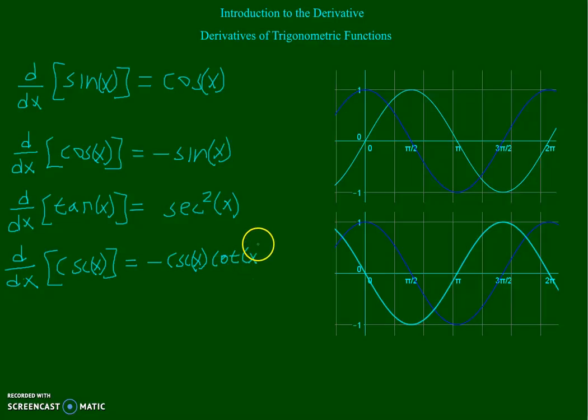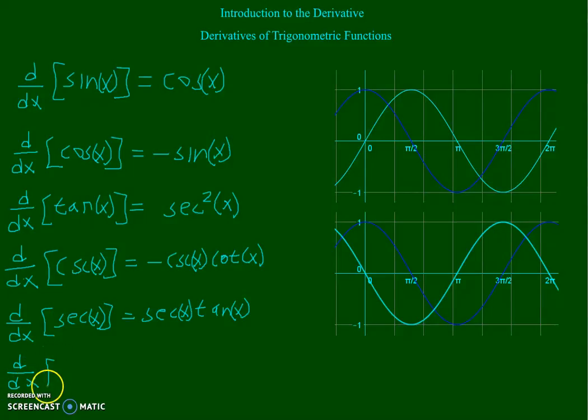The derivative with respect to x of secant x is secant x tan x. And lastly, the derivative with respect to x of cotan x is negative cosecant squared x.